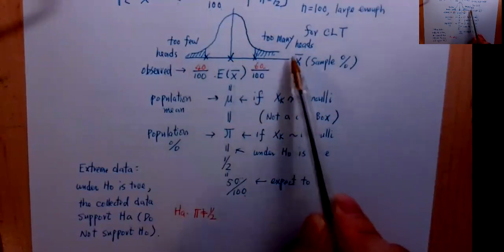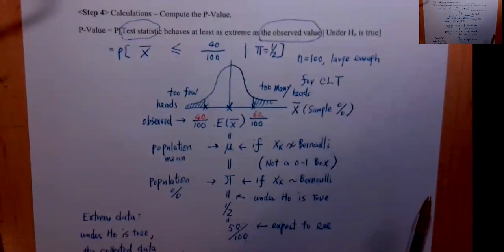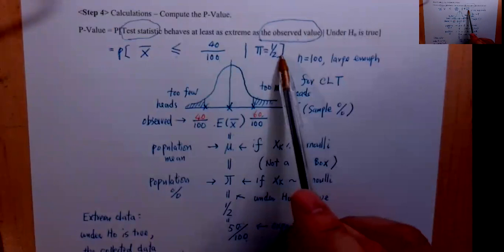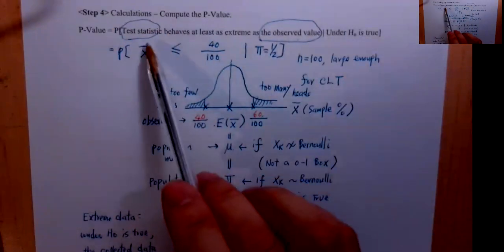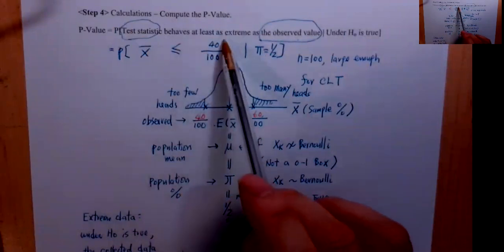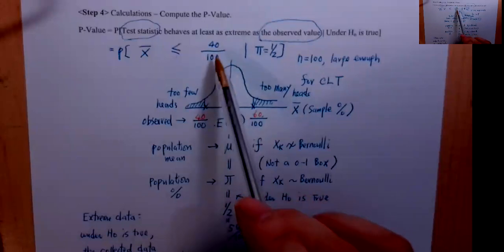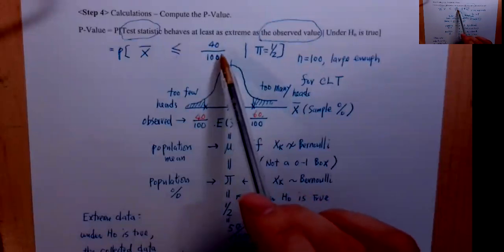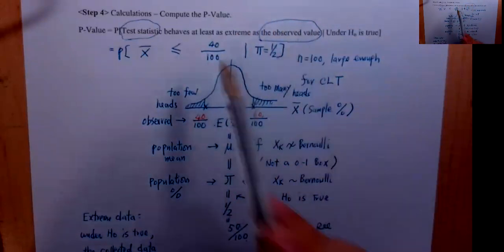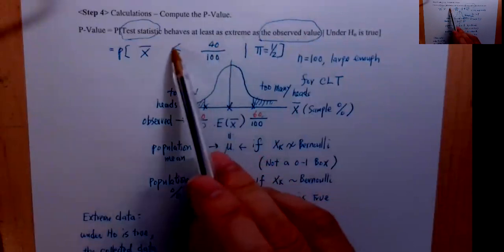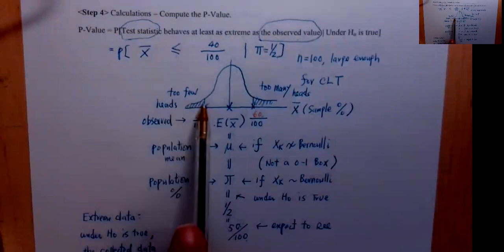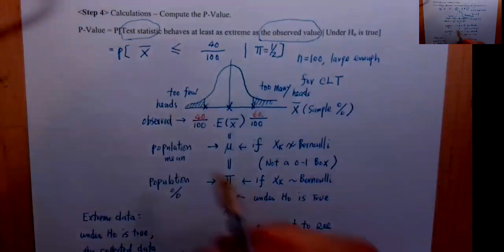So let's come back to give this a concrete explanation. Under H0, when you have a fair coin, how likely is the sample percentage less than or equal to 40 over 100? Why 40 over 100? This is what you observe, and less than or equal is even more extreme. Equal is what you observe. Less than 40 over 100 is even more extreme. And that means too few heads. That's what we call extreme. But there's another direction.